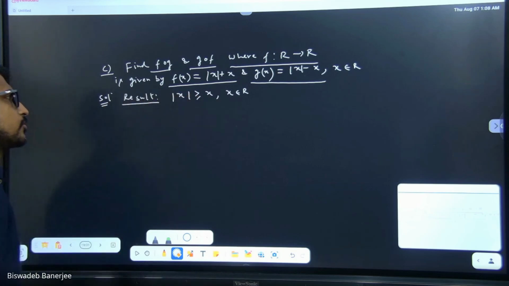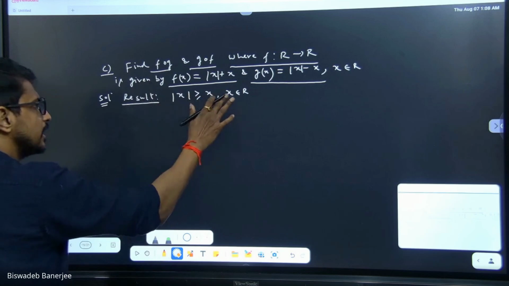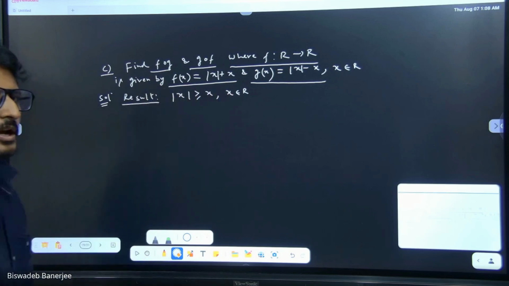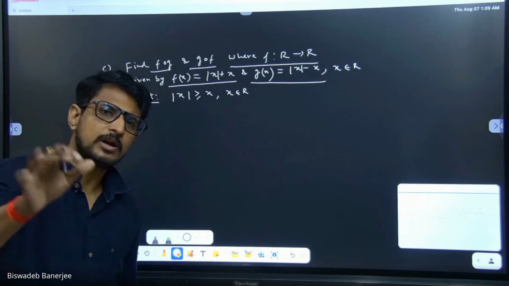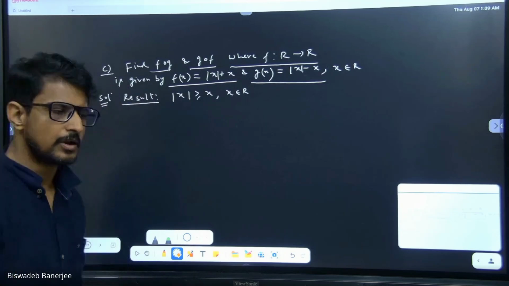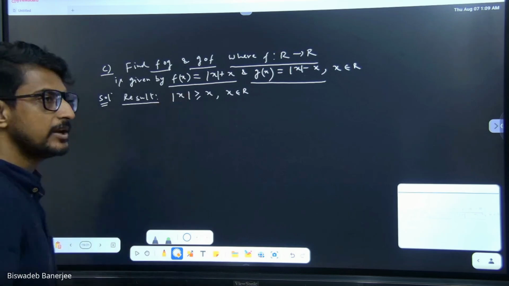To solve this question, we shall use the result: |x| is greater than or equal to x. We know this result. |x| is always greater than or equal to x, whatever x is. It's a very simple result. If we use this result, we can solve this question quite easily.